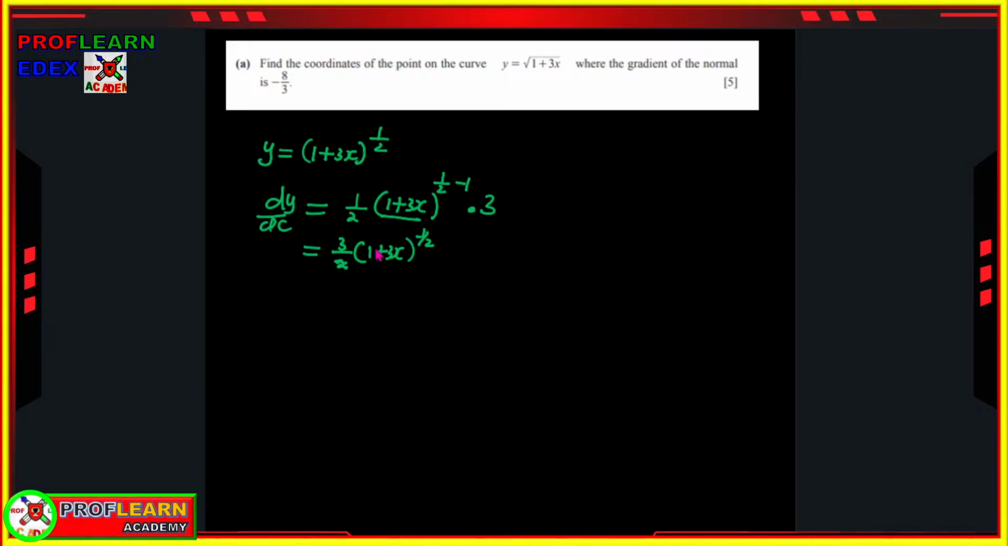So once you've gotten that, we are told that the gradient of the normal is negative 8 over 3. So what is the gradient of the curve? Because if the gradient of the normal is negative 8 over 3, it means that the gradient of the curve is going to be 3 over 8. So that's the gradient of the curve, which means that we can equate that.